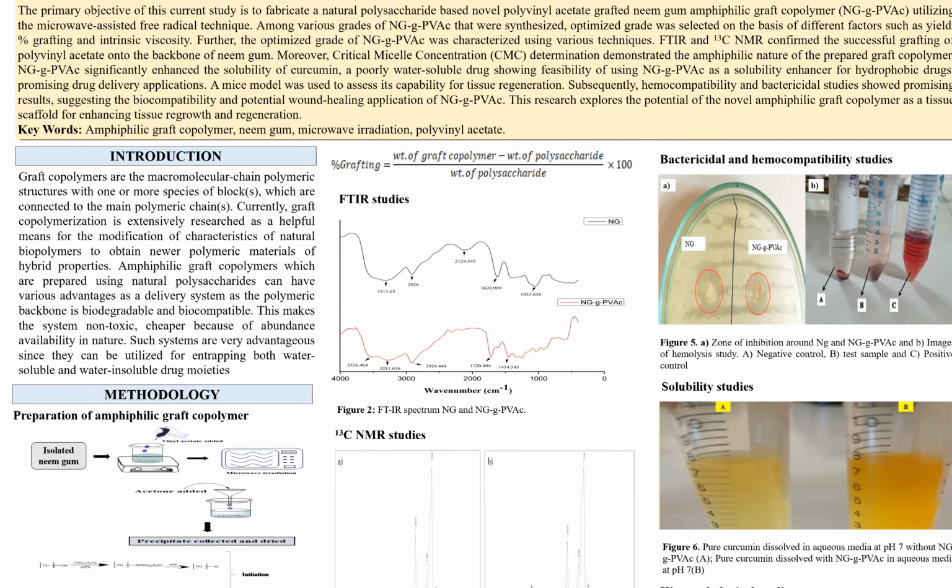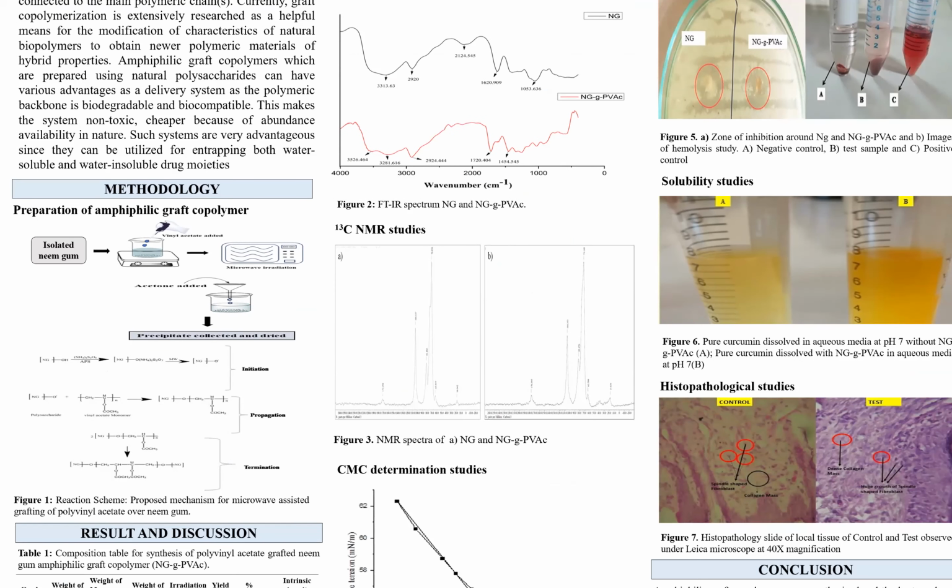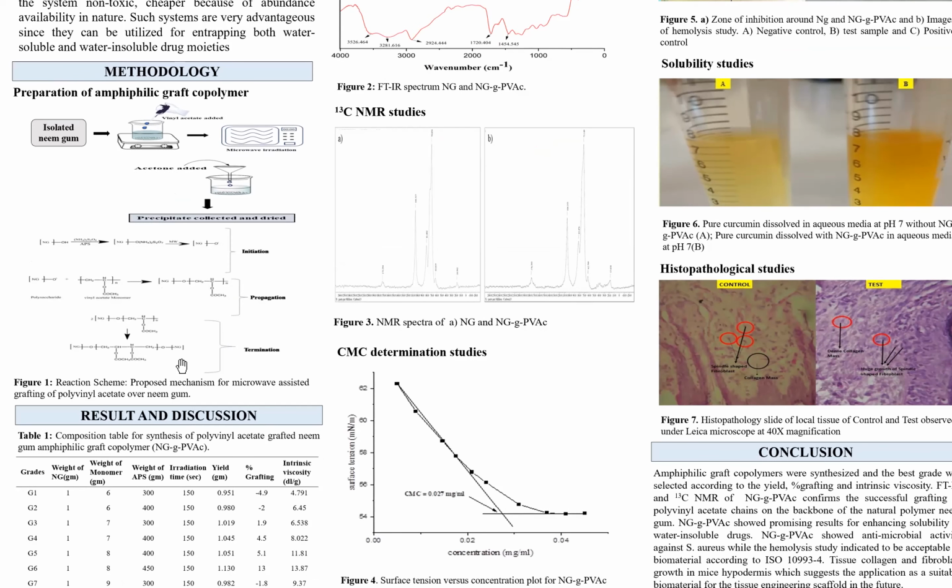Coming to the methodology, first we isolated the powdered neem gum polysaccharide from true neem gum. It was taken and dissolved in aqueous media, and after dissolving the neem gum polysaccharide, we added the monomer. Here we have taken polyvinyl acetate as our hydrophobic monomer, and it was stirred for 30 minutes at 60 degrees Celsius. After that, we added ammonium persulfate as an initiator to initiate the chain reaction, the free radicals, as we can see in the scheme also here.